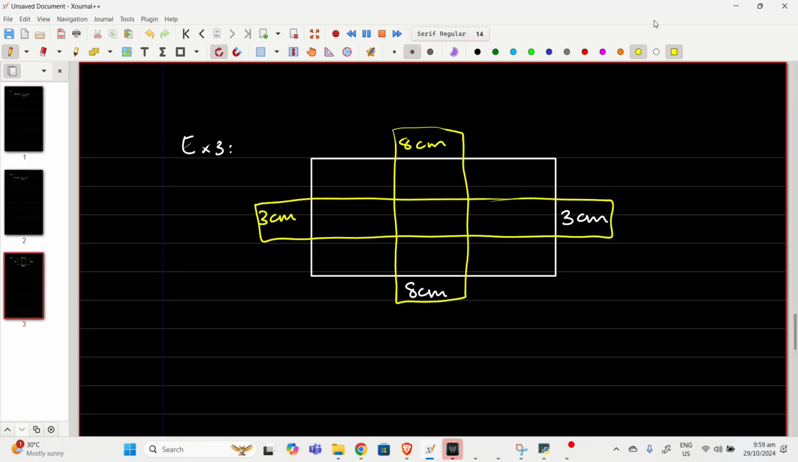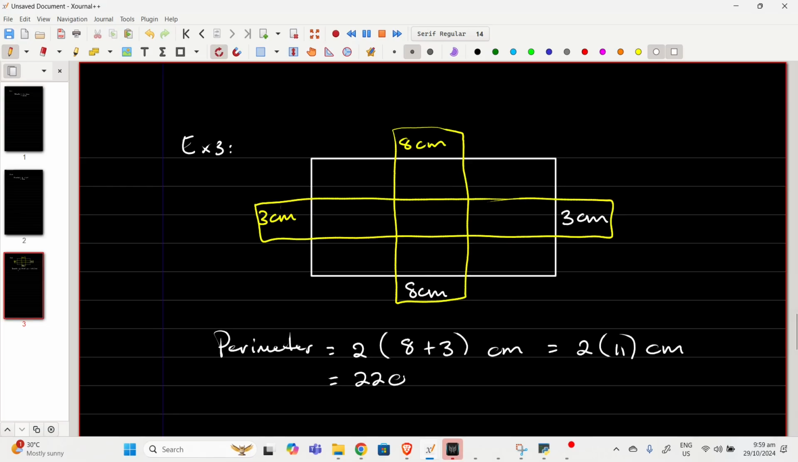So we simply say that the perimeter would be equal to twice the sum of 8 and 3 centimeters, which is 2 times 11 centimeters, which is 22 centimeters.